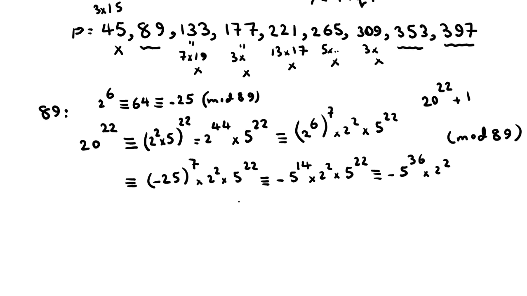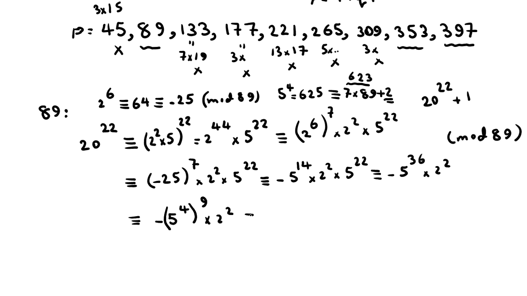Now, let's check 5 to the power of 4. 5 to the power of 4 is 625. And if you check mod 89, it will be 7 times 89. It's what? 7 times 8, 56, plus 6, 623, plus 2. So it is a multiple of 89 plus 2, so it's congruent to 2. So here we can say it is equal to negative 5 to the power of 4, to the power of 9, times 2 squared. And 5 to the power of 4 is congruent to 2.